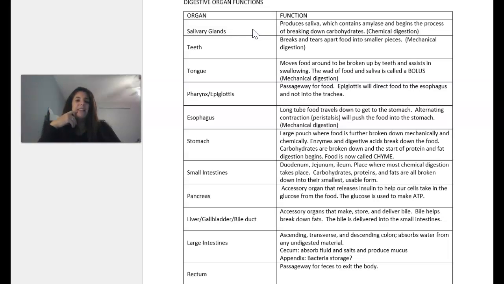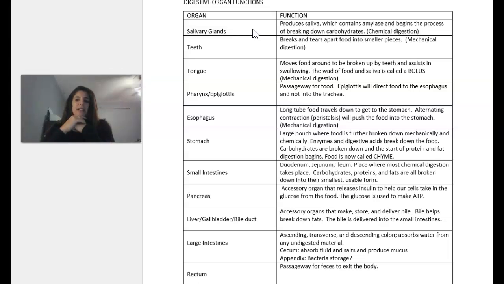The esophagus is this long tube that travels from your pharynx down to your stomach. It has these alternating waves of contractions, which we call peristalsis, and this is going to push the food into the stomach. This is why if you stand on your head and eat something, the food will still make its way down because of these strong muscular contractions. So your esophagus is mechanical digestion because as it's squeezing, it breaks down that food a little bit more in terms of size.